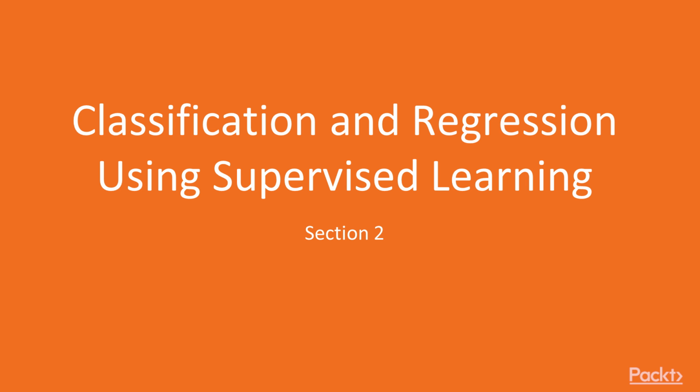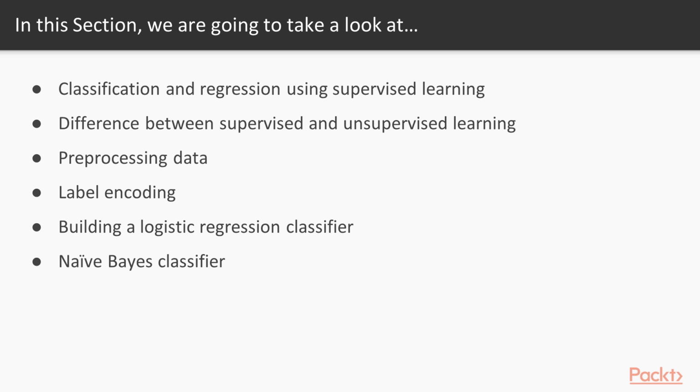Hello! We have arrived at an interesting section, classification and regression using supervised learning. In this section, we are going to learn about classification and regression of data using supervised learning techniques. We will see what the difference between supervised and unsupervised learning is. We will learn about pre-processing data using various methods. Also, we will look at label encoding and building a logistic regression classifier.